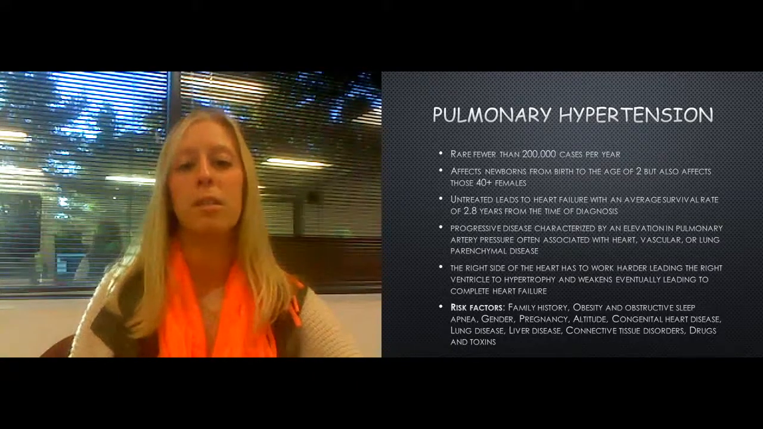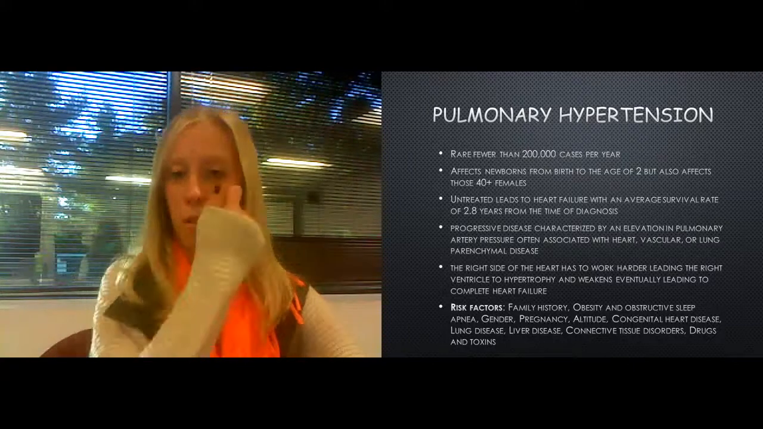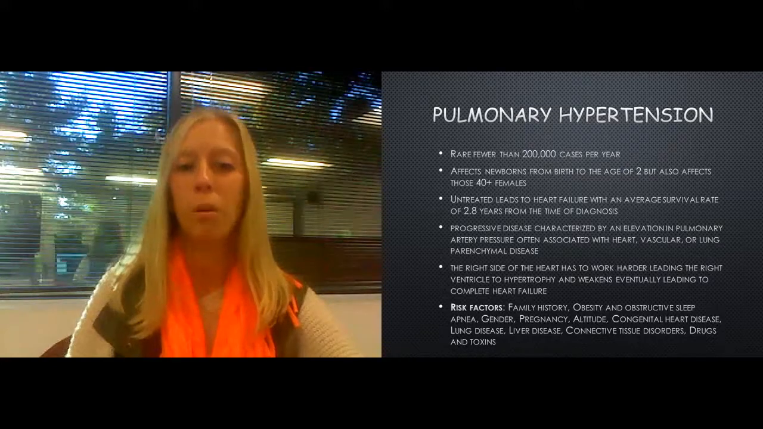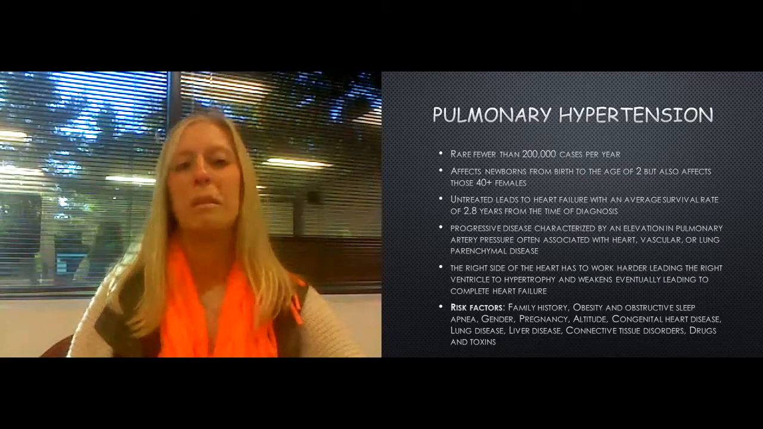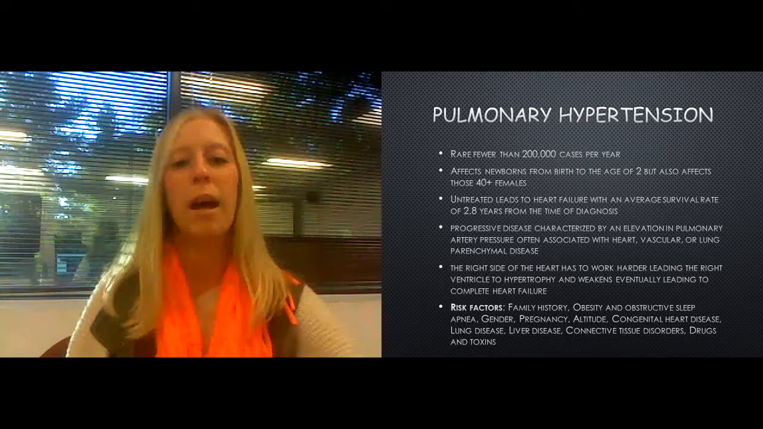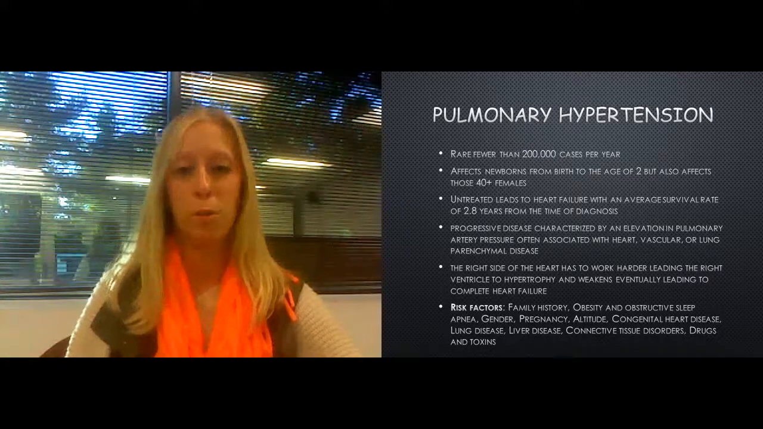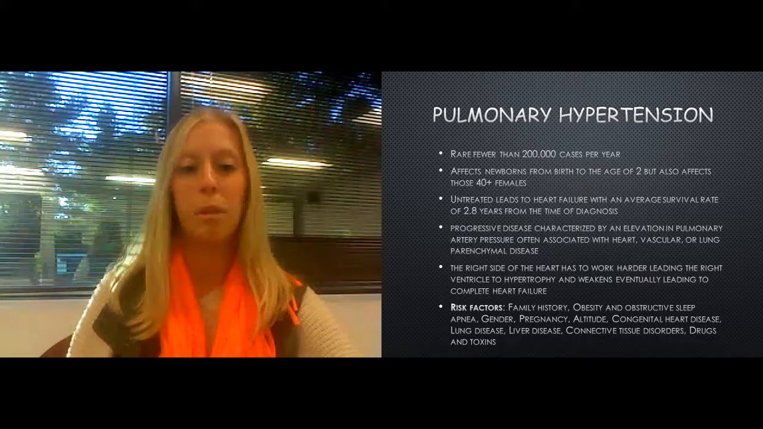It's a progressive disease characterized by an elevation in pulmonary artery pressure, often associated with heart, vascular, or lung parenchymal disease. The right side of the heart has to work harder, leading to the right ventricle to hypertrophy and weaken, eventually leading to complete heart failure.